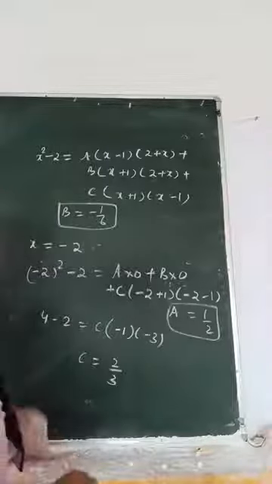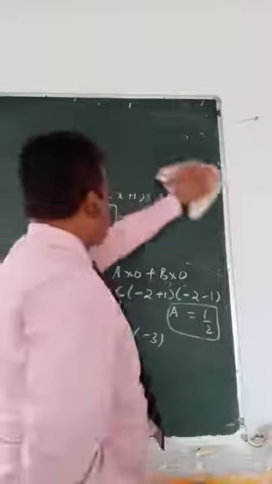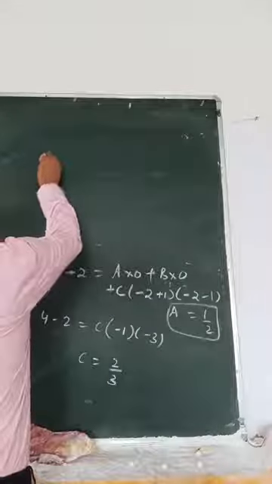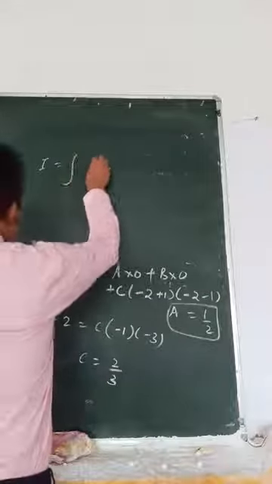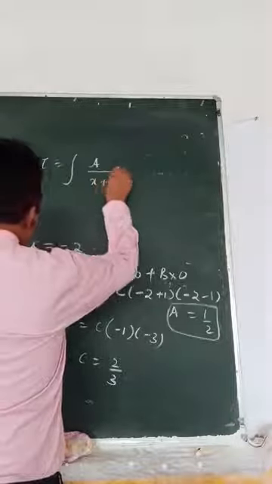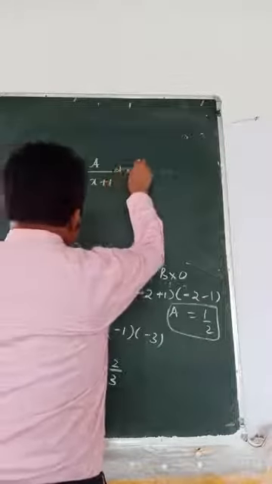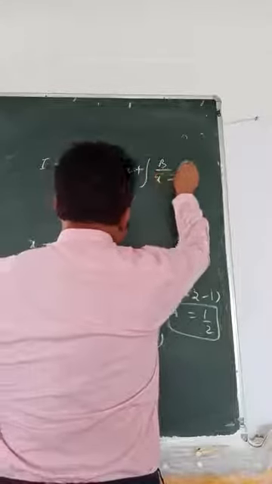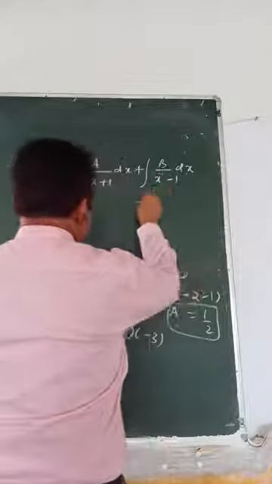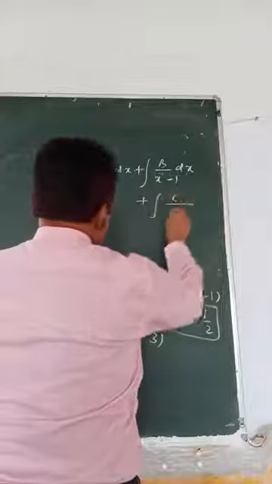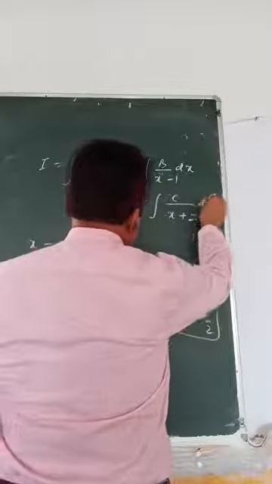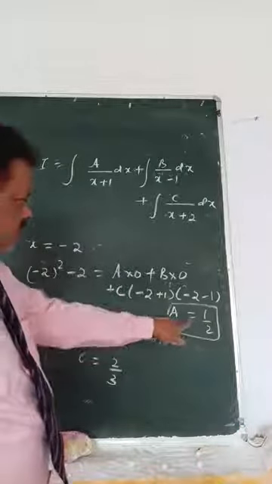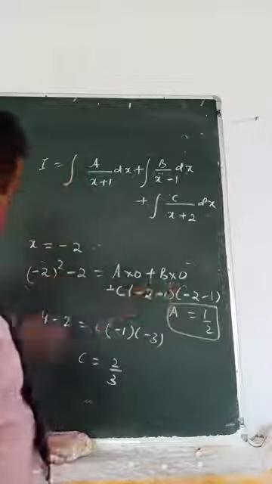So therefore our integration I equals the integral of A by (x + 1), B by (x - 1), C by (x + 2) dx. Now put the values of A, B, C. What is A now? 1 by 2.